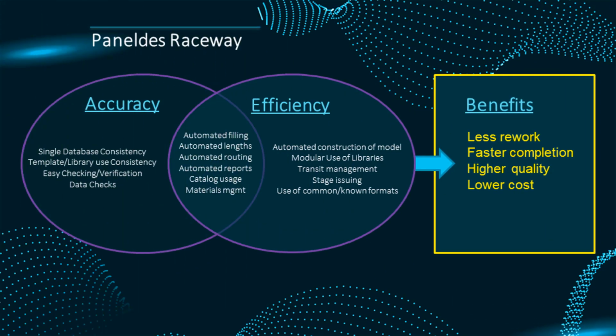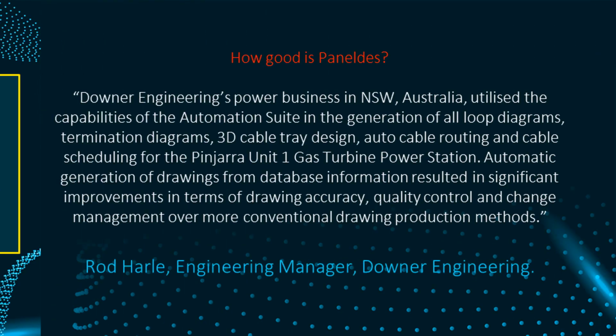Viewed in another way, we get accuracy from single database consistency and library use consistency. Checking and verification is easy with auto error checks. We get accuracy and efficiency from automated filling, automated lengths, automated routing, automated reports, catalogue usage and materials management. We gain efficiency from automated construction of the model, modular use of libraries, transit management, staged issuing, use of common formats. Gains in accuracy and efficiency result in less rework, faster completion, higher quality, lower cost.